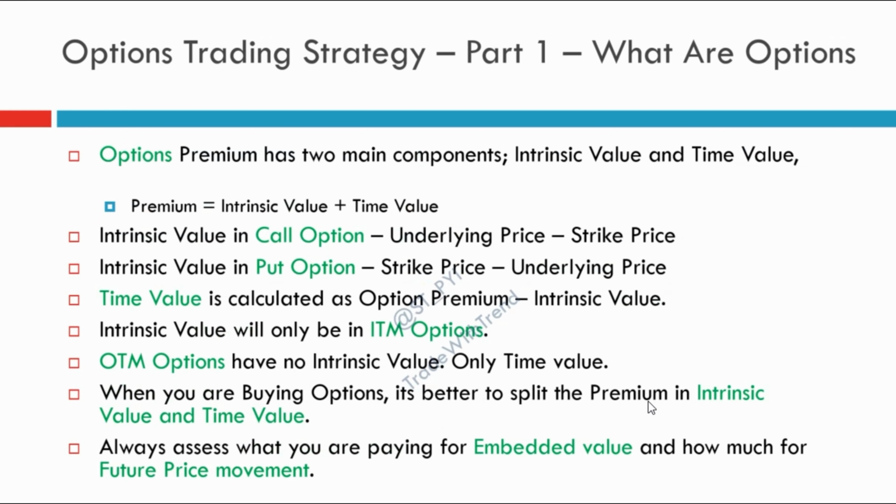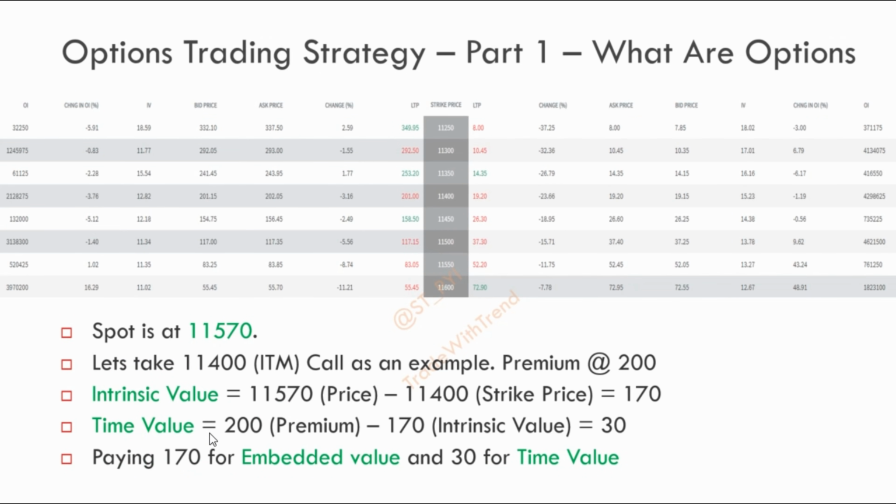Now we come to time value. So how do we determine the time value? Time value is calculated as option premium subtracted by intrinsic value, which we derived in the earlier step. In this particular case, the premium was 200, right? And what is the intrinsic value that we determined? 170. So what is the time value? Time value is 200, that is premium, minus intrinsic value, that is 30.